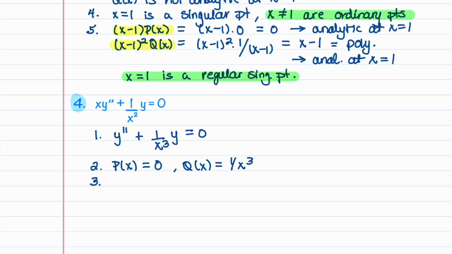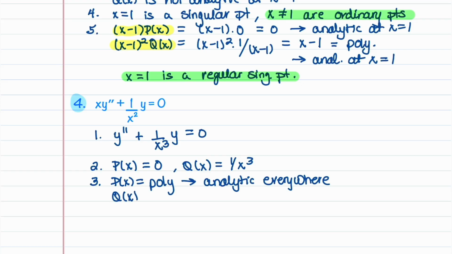Now let's talk about whether or not p of x and q of x are analytic. P of x is a polynomial, so it is analytic everywhere. Now let's think about q of x. Notice that q of x has an x in the denominator. So q of x is not going to be analytic at x is equal to 0. So we'll say that this is not analytic at x is equal to 0.